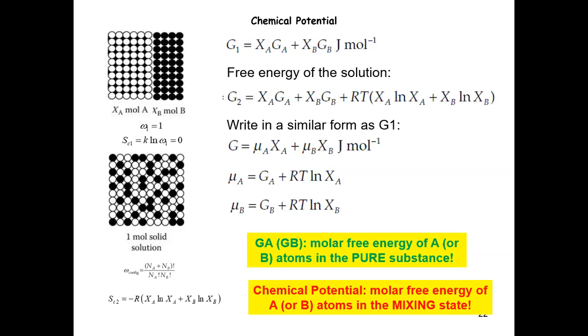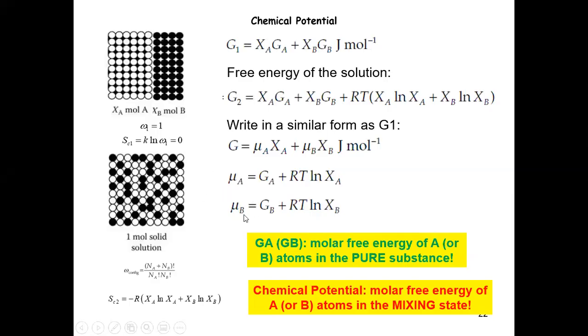So that's, at least from our analysis in this particular context, a very nice way of understanding chemical potential. It's just the molar free energy of a particular atom or element, but not in a pure state. It's the molar free energy in a mixing state. Now I'm running out of time, but I just want to quickly point out some very interesting facts, and we're going to pick those up in the next lecture.